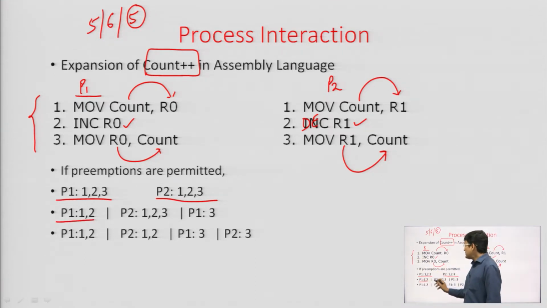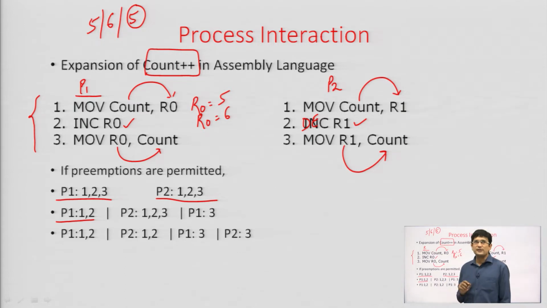The P1 process runs statements 1 and 2. We are taking the initial value of count as 5. So, the value of count is 5, which is transferred to the R0 register. So, R0 contains 5. Statement number 2 says to increment the register value, so the register value is incremented to 6. Now, after this it is preempted and the P2 process executes statements number 1, 2 and 3. So, for the P2 process, the value of count has not been updated by the P1 process yet.